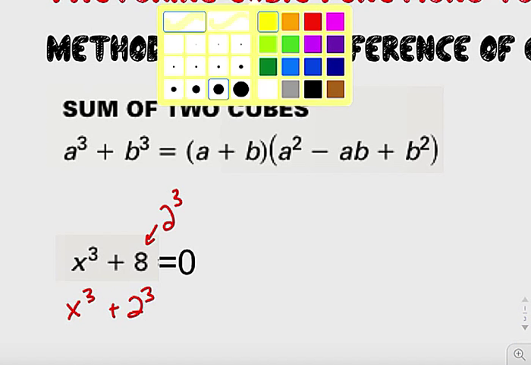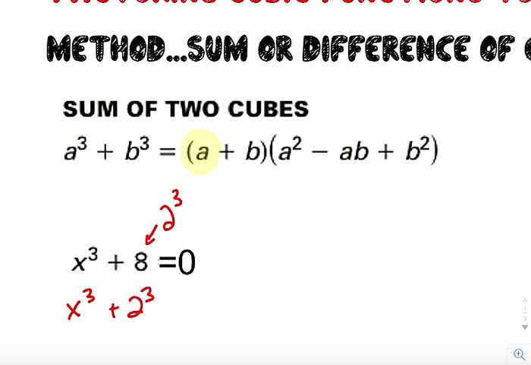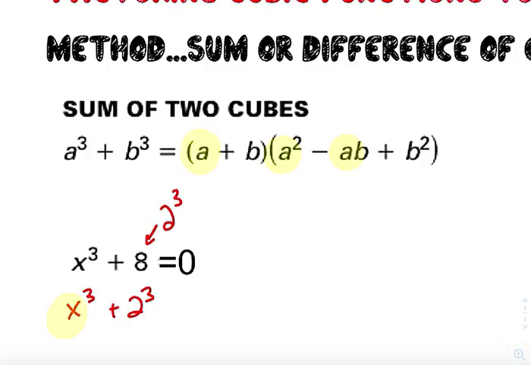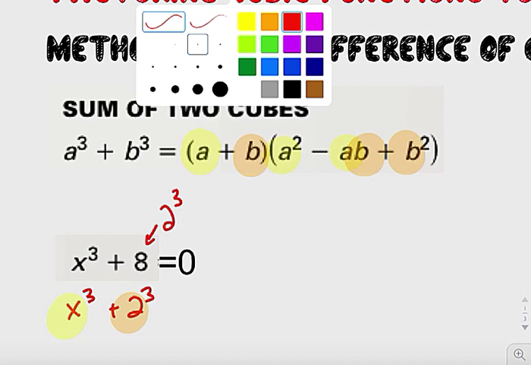If you look at the a value in the formula that occurs here, here, here, here, and here, that's going to be the term that's being cubed first, which is the x. And again, looking at the formula, the b term is going to be this 2, and that's the same b that occurs there, and then in the middle. So really our job is to use this formula as a guide, and so we can rewrite the function.